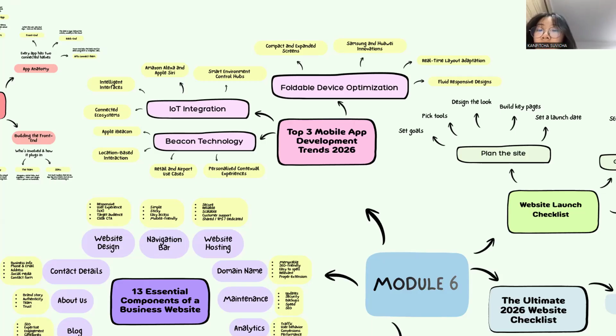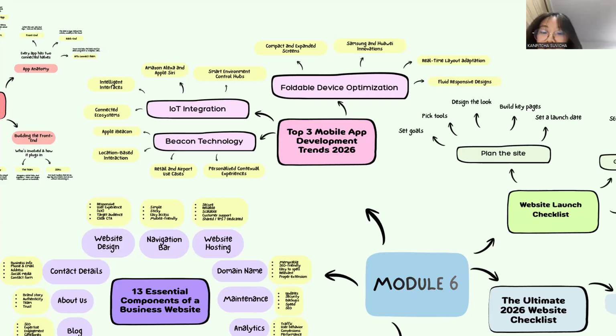And next is compact and expanded screens. Developers now have to make apps work well on both the small closed screen and the big open screen at the same time. And the last thing is Samsung and Huawei innovations. New folding phones from big companies are forcing app makers to design software in this new way.